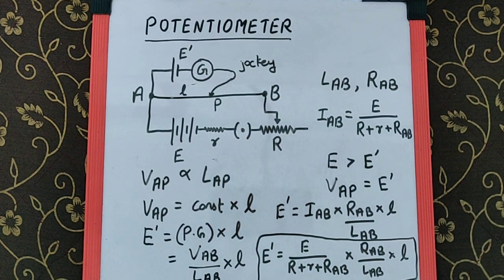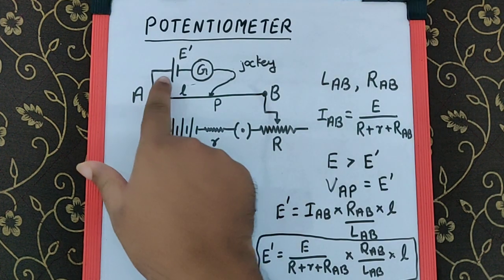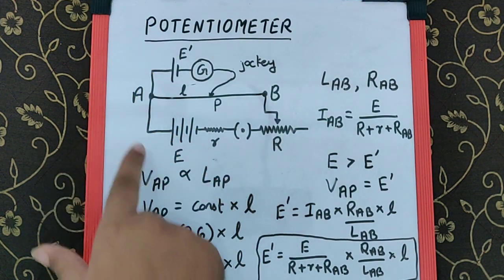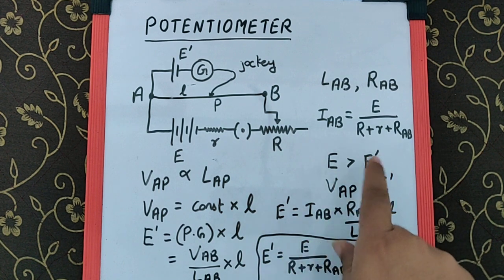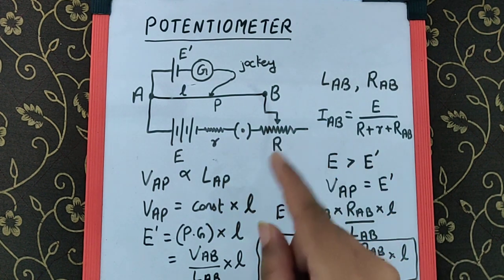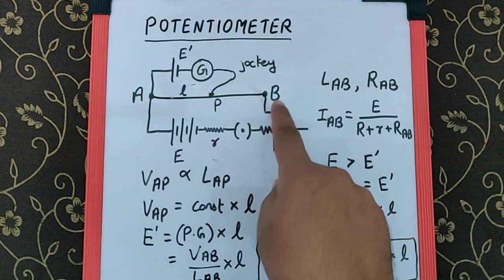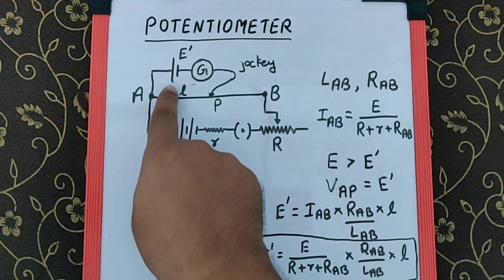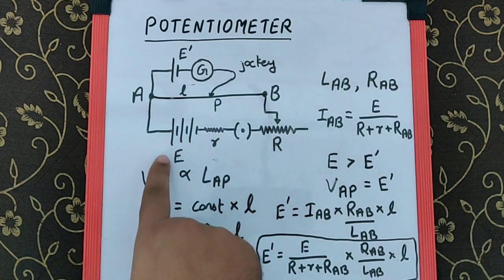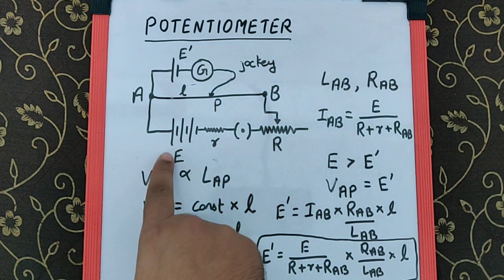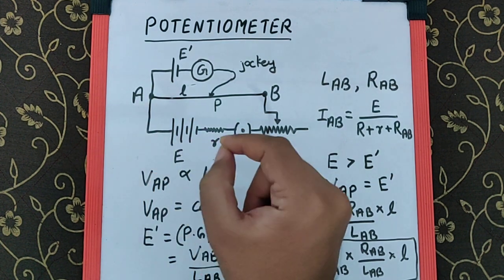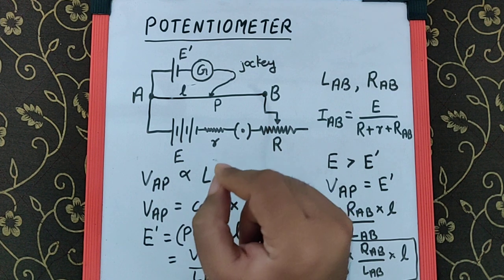So if you use this formula, you also need to pay attention to certain basic things of potentiometer. First, the E dash which you want to measure should always be less than E, or you can say E should be greater than E dash. Only then can you balance the E dash with the help of the wire AB. Second point, the polarity of E and E dash should be the same at point A. You cannot have this to be positive and this to be negative, or the other way around. They both have to be positive or they both have to be negative.